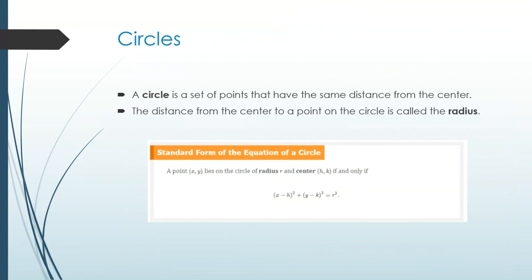So we have the standard form of an equation of a circle. The center is always h comma k, and your radius is r, and so we have this formula: x minus h squared plus y minus k squared equals r squared.